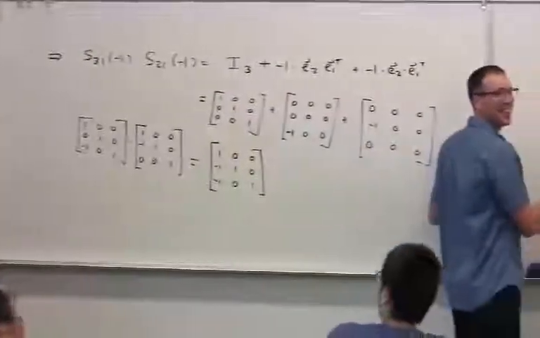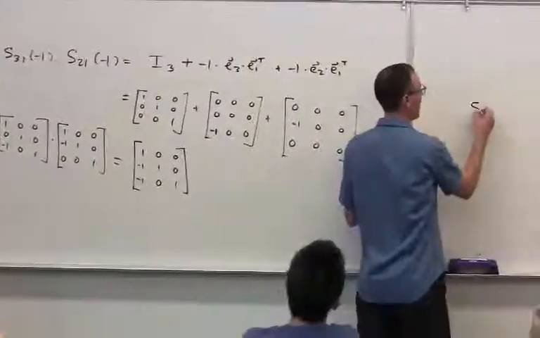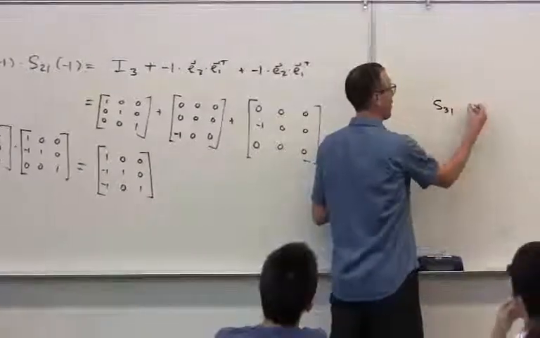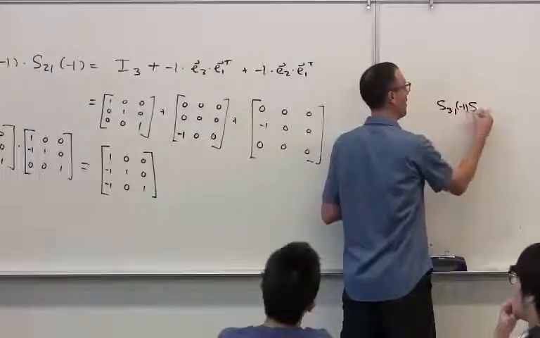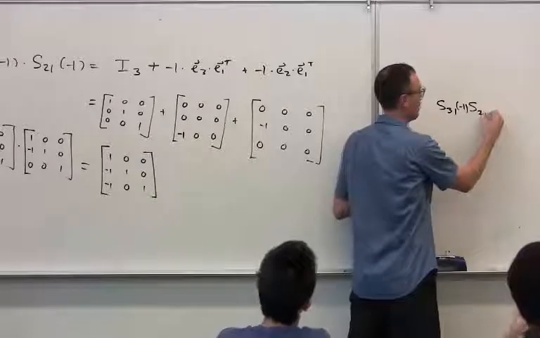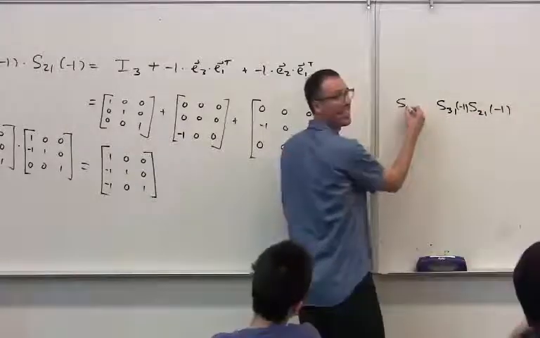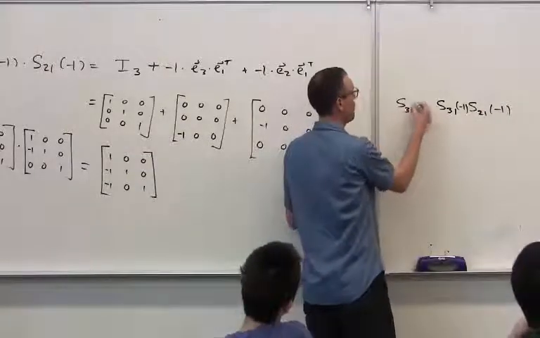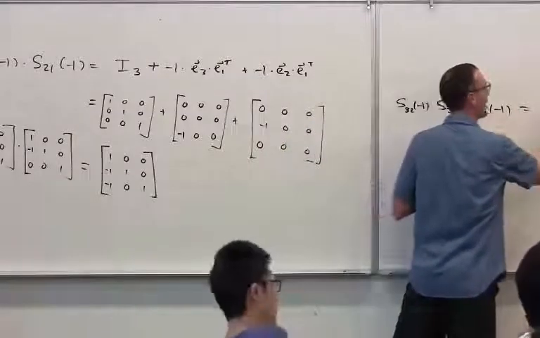You know what we'd like to say, right? Wouldn't you like to say S 3,1 of negative 1 equals S 2,1 of negative 1 times S 3,2 of negative 1? Can someone make the obvious conjecture?